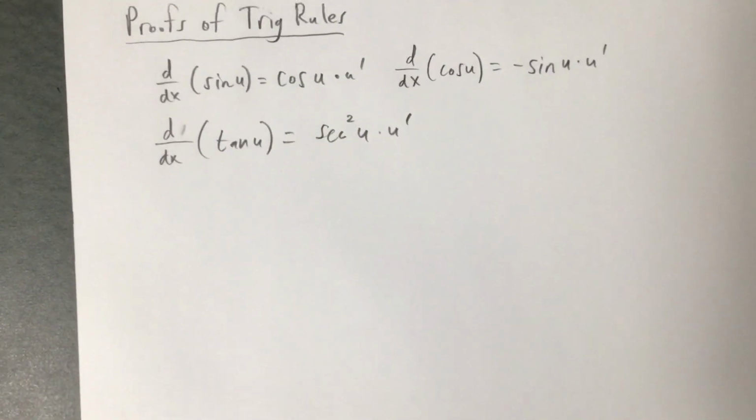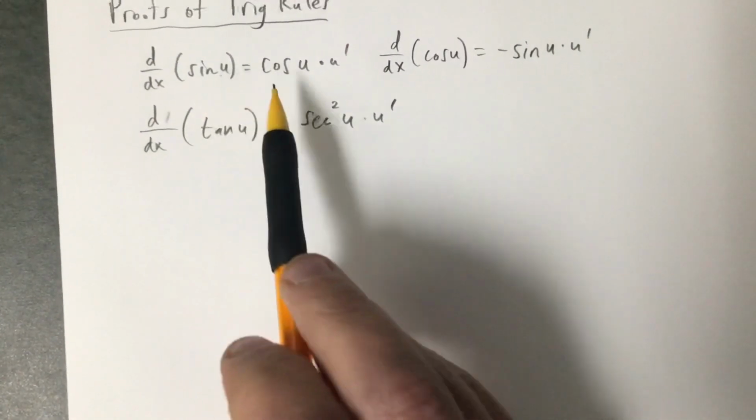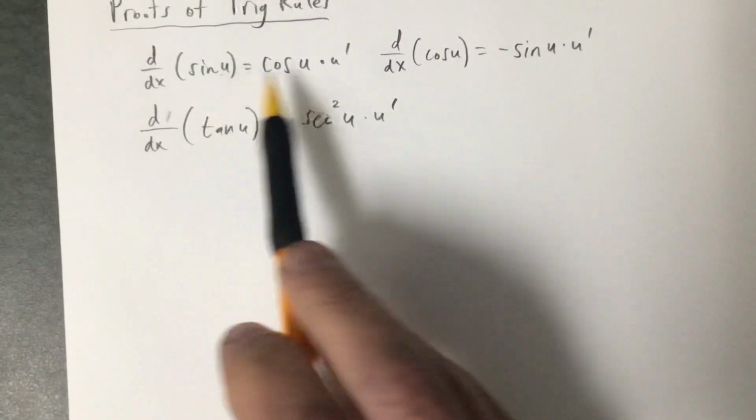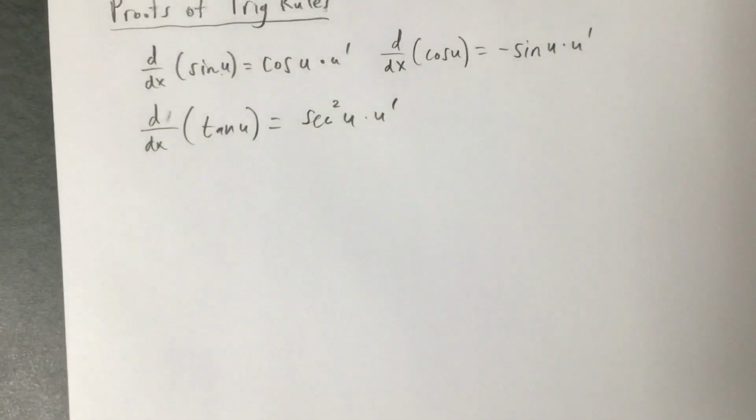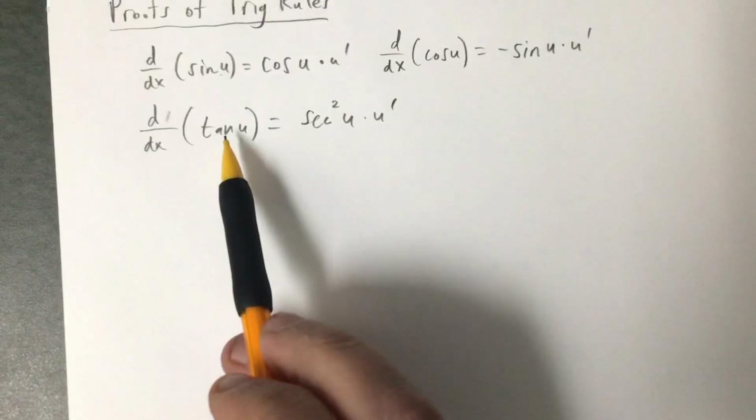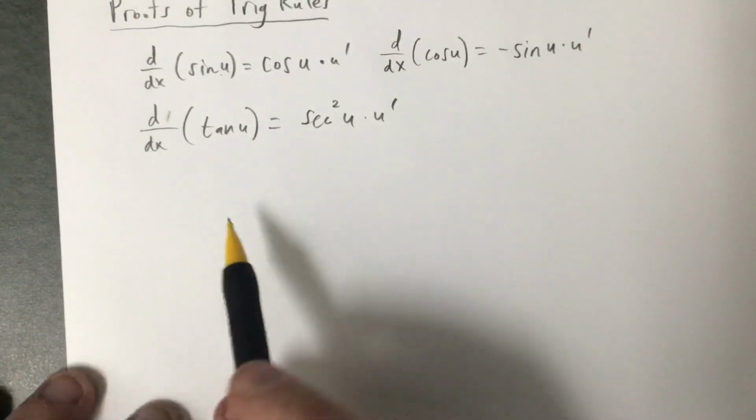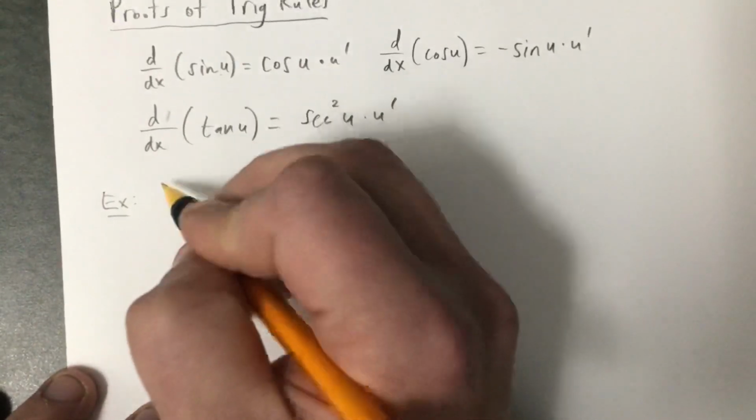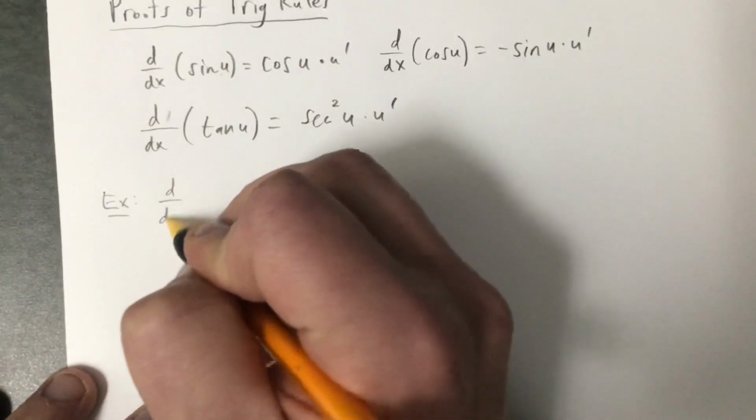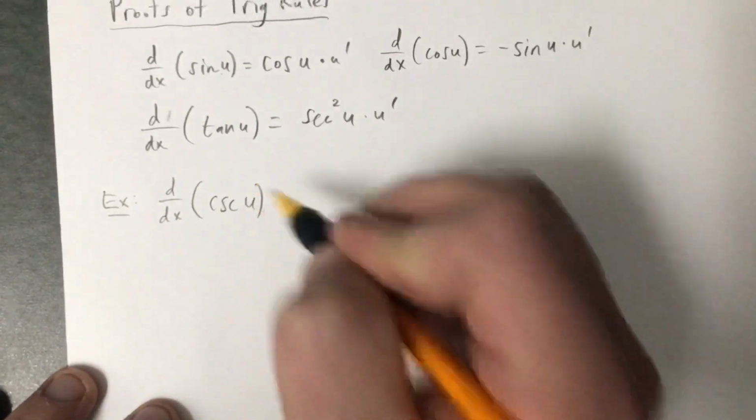Okay, today we're going to have some new trig rules, and we're going to deal with cosecant, which is related to 1 over sine. We're going to learn how to do secant, which is 1 over cosine, and we're going to learn how to do cotangent, which is just 1 over tangent, or we can think of that as cosine over sine. So let's go through and figure out some rules for those. For the first one, we're going to do the derivative of cosecant u.